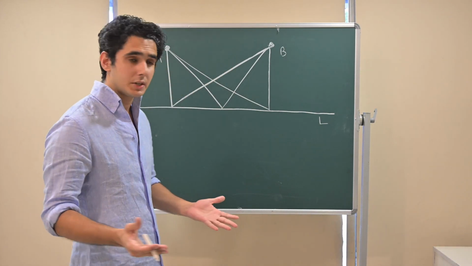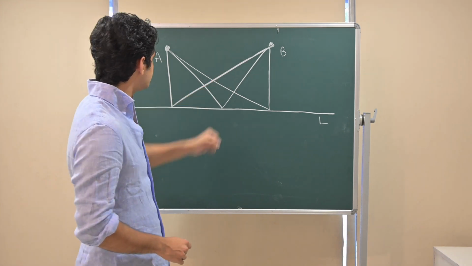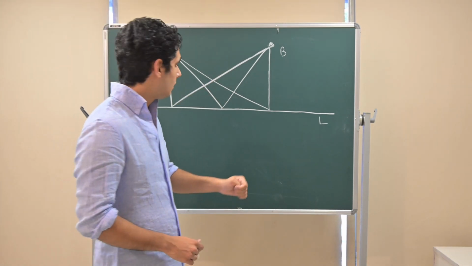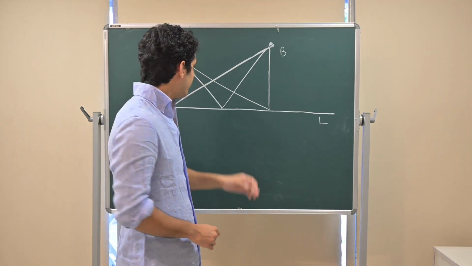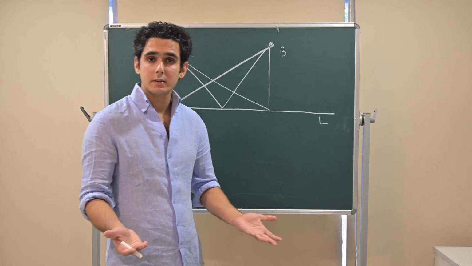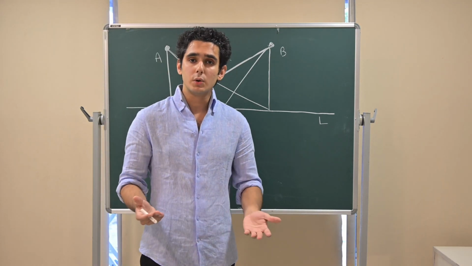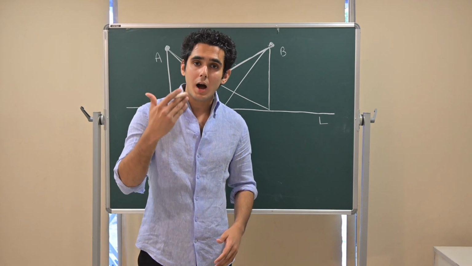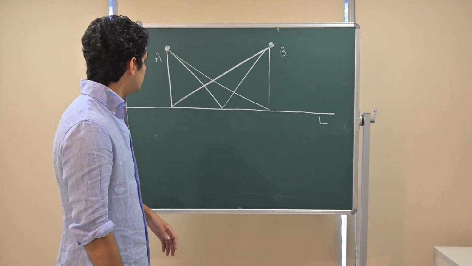We have no conjecture. Is this the shortest path? Could it be this one? Or could it be that one? Or is the shortest path not even drawn here? Or are all of them the same length? The thing is, we don't know. And we will have to come up with an argument to find the answer.